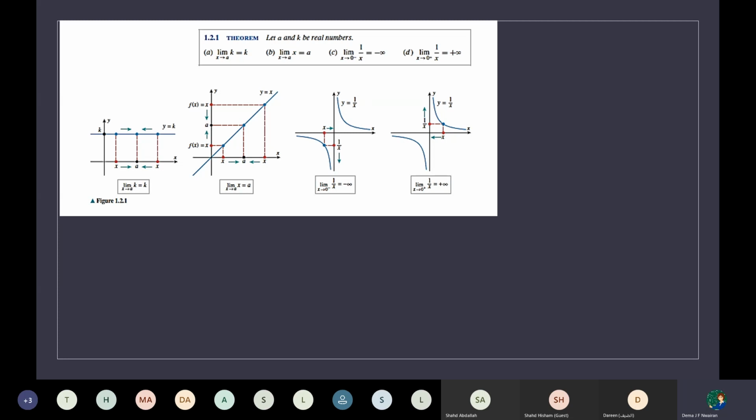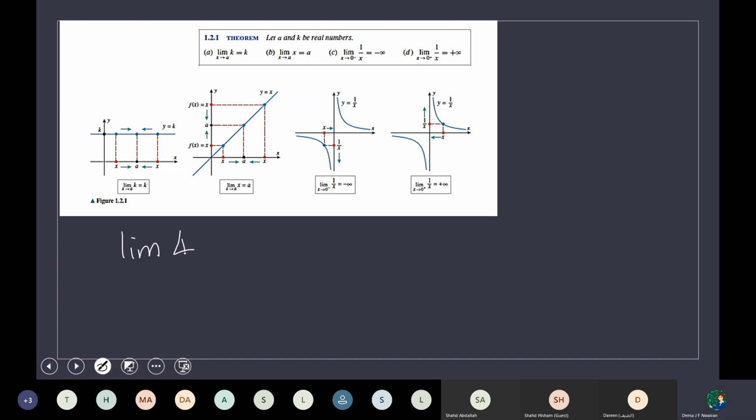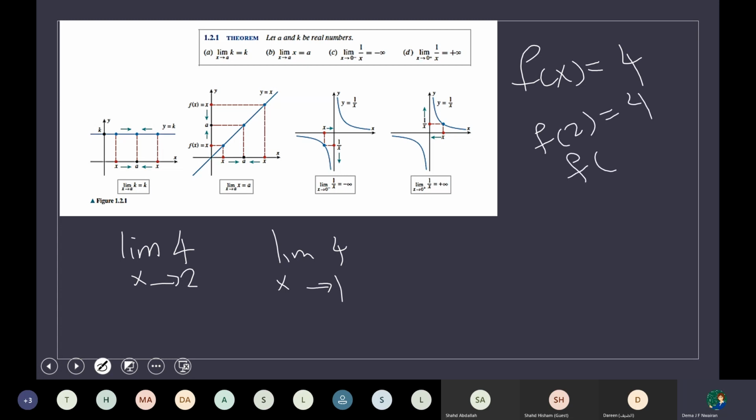Now, if you have limit k, for when x approaches 2, or when x approaches 1, or any number, and I'm talking about a constant 4, like when you say f of x equals 4. If I ask you about f of 2, you tell me 4. And if I ask you f of 0.1, you tell me also 4, because the function is constant. And here it is the same: limit of 4 when x approaches 2 is 4, and here also it will be 4. So the limit of any constant, when x approaches any number, is that constant.